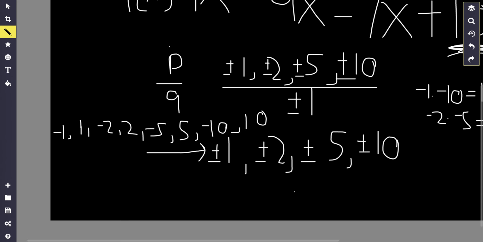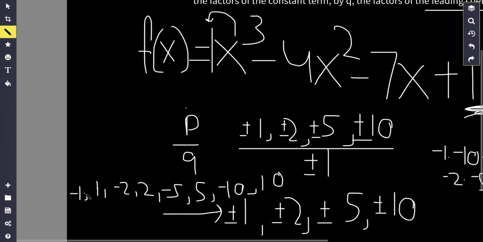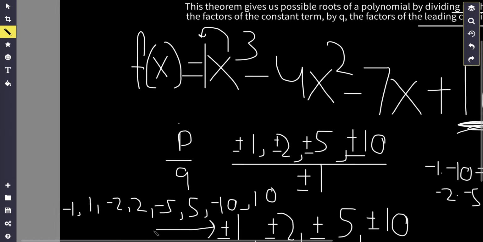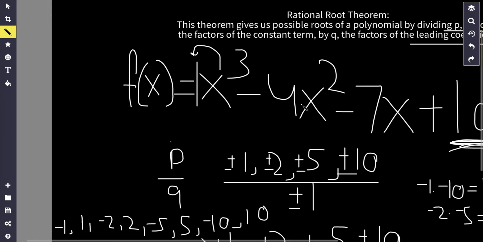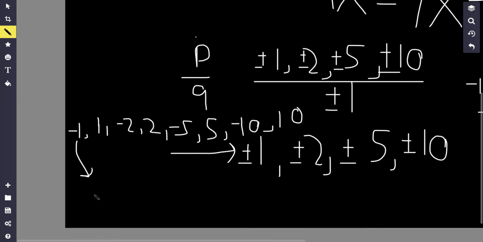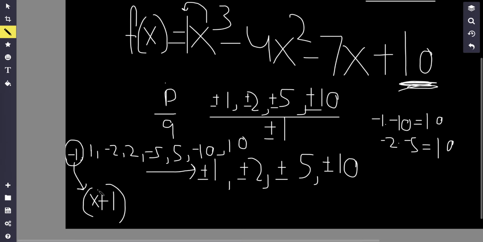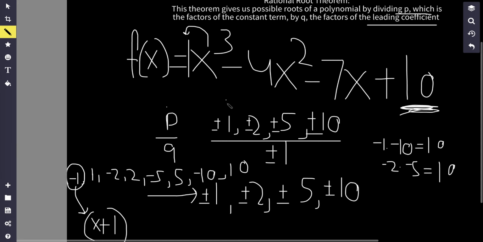This theorem is nice because instead of randomly guessing a number that could be a factor of this polynomial, now you have a couple of options to choose from. So in this case, let's say I pick -1, okay? If the root of this polynomial is -1, what that's basically saying is that x plus 1 is a factor of this polynomial, right? x plus 1 is a factor of this polynomial.